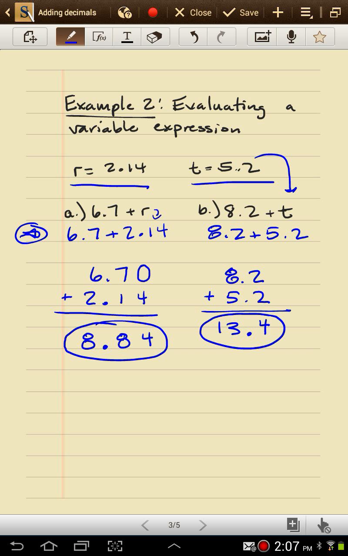Now you can all check these with your calculator if you want to. Just take out your calculator, hit 8.2. The decimal point is right underneath the 2, next to the 0. So you can do 8.2 plus 5.2. You can check all of your answers with a calculator. That is fine. It's good to practice these skills because you need to know how to do them sometimes. Okay, I'm going to move on to my next example. So if you need to pause, go ahead and pause. Otherwise, I'm going to move on to example 3.